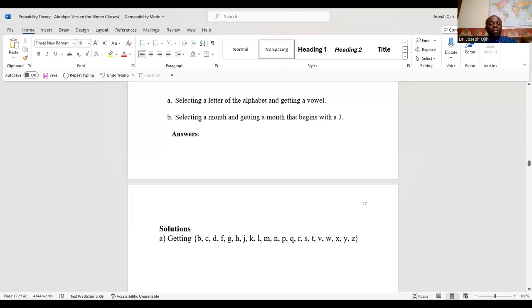Part B says, selecting a month and getting a month that begins with J. The complement means getting a month that does not begin with J. Remember, it says selecting a month and getting a month that begins with J. The complement means getting a month that does not begin with J.